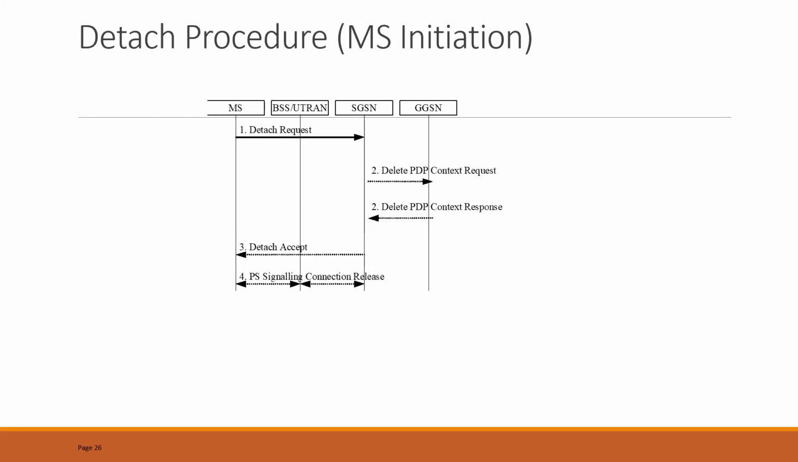After the delete PDP context response, the GGSN removes all the information, and then the SGSN will remove the context information. The SGSN will send a detach accept message to the MSISDN. And then if there is any signaling connection between your MSISDN and the radio and SGSN, that is also released. So at the end of it, the user is detached.